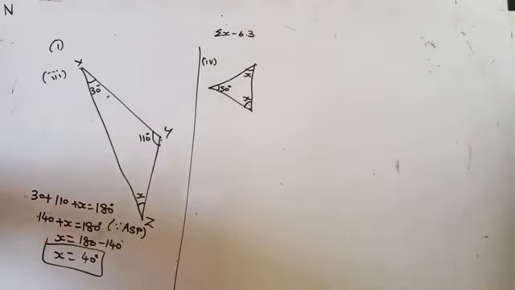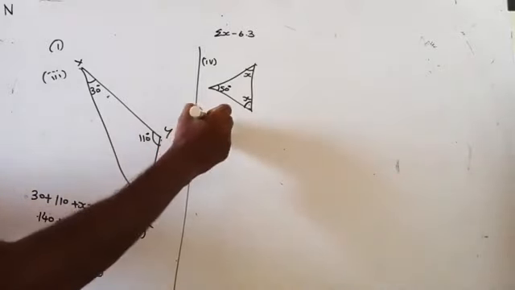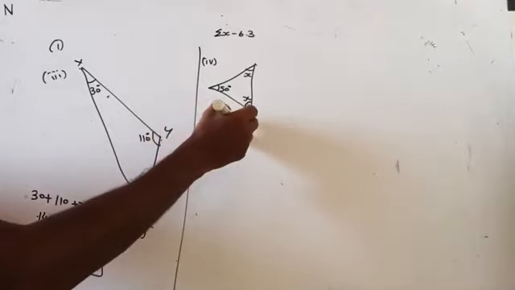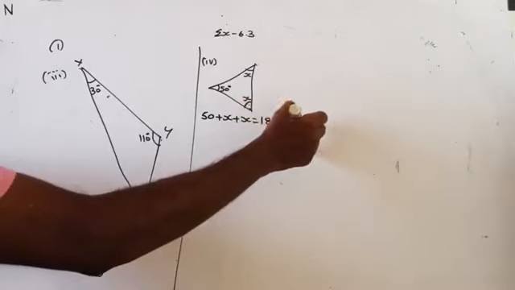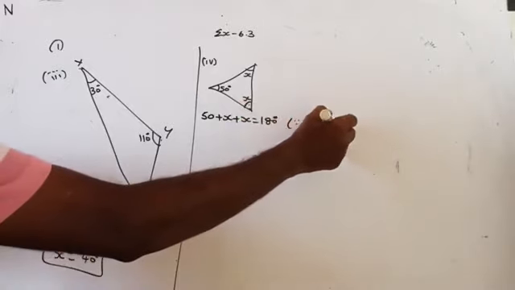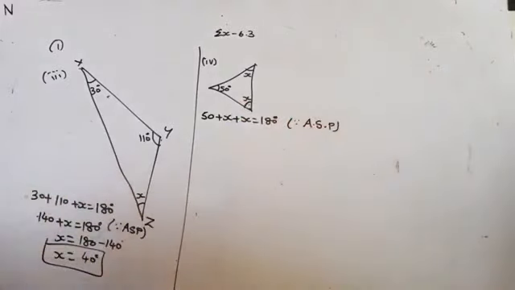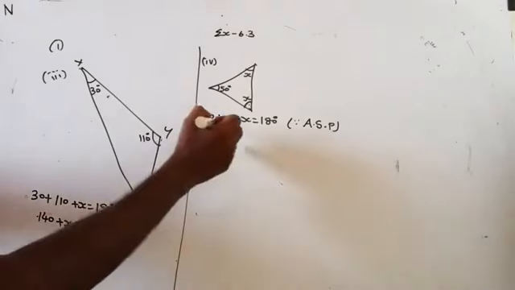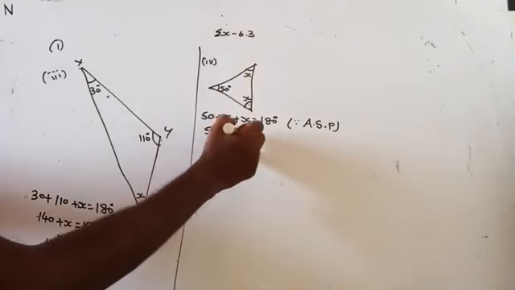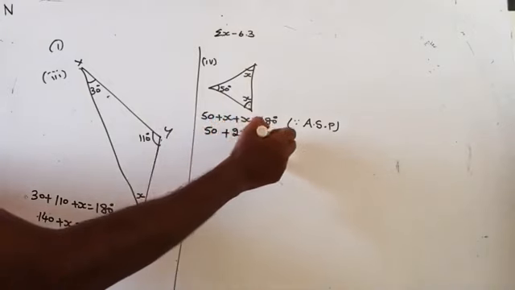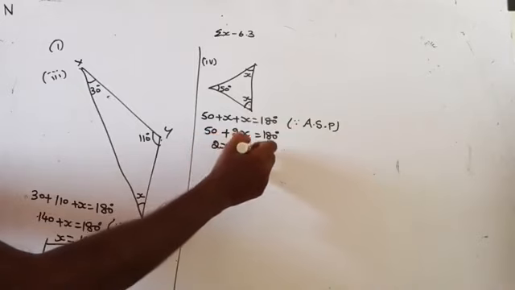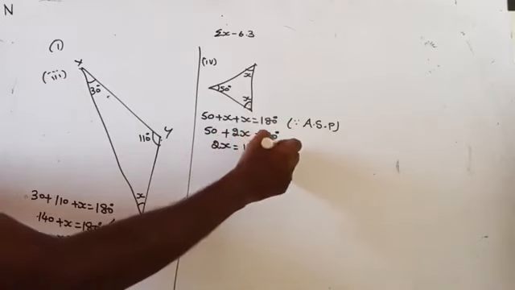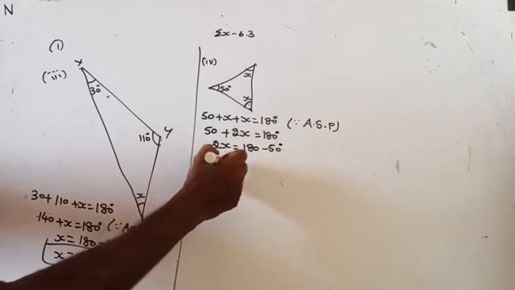By using the angle sum property of a triangle, you can write 50 plus 2x is equal to 180 degrees. Since we know that the sum of all angles in a triangle is 180 degrees, 50 plus 2x is equal to 180 degrees. Then 2x is equal to 180 minus 50.